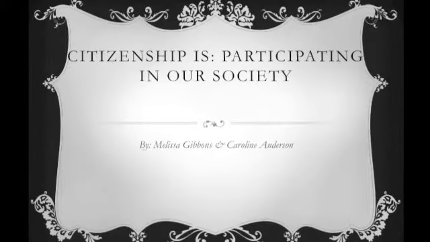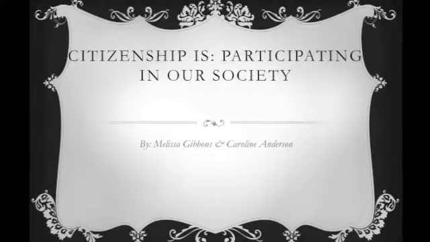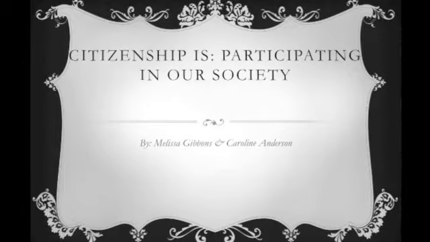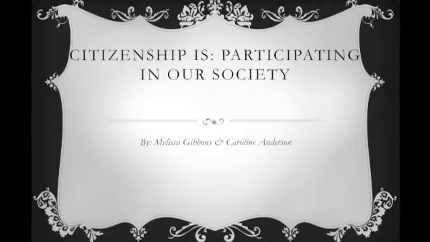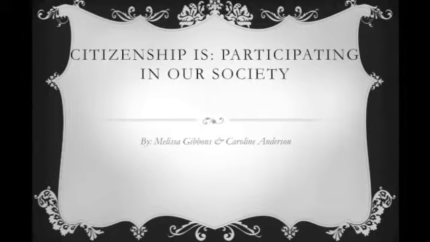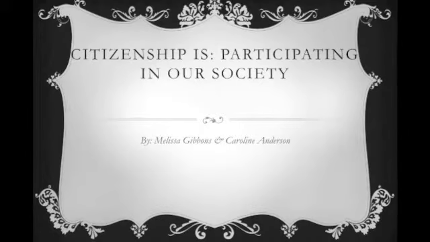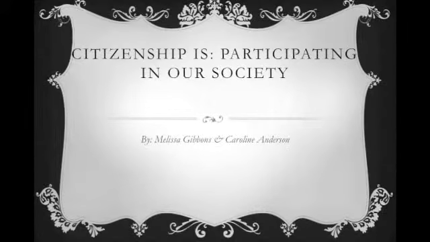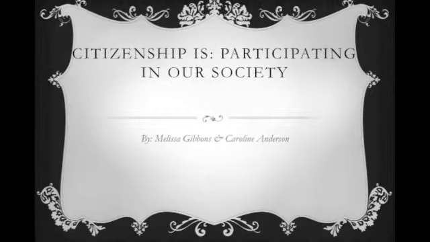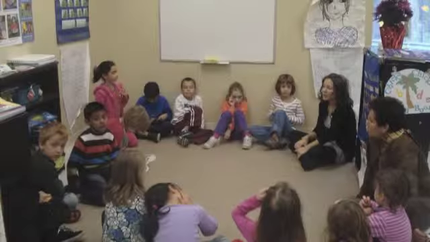As a teacher, you can have an influence on the type of citizens students become. The theme we chose from Conditions of Democracy is citizenship is participating in our society. We are applying this theme to the question, what should democracy look like in the life of an elementary child?